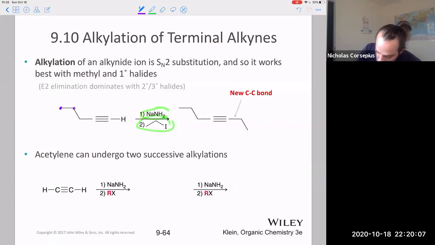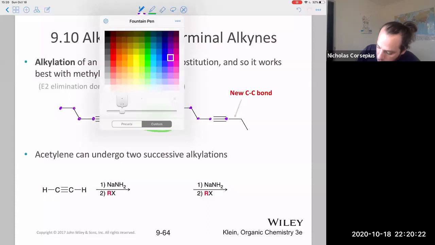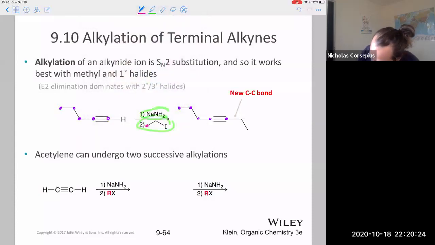So 1, 2, 3, 4, 5. And remember, there's 2 carbons on either side of that triple bond. For whatever reason, students are prone to forget that. 1, 2, 3, 4, 5. And then we have from our alkyl halide 1, 2, 1, 2.